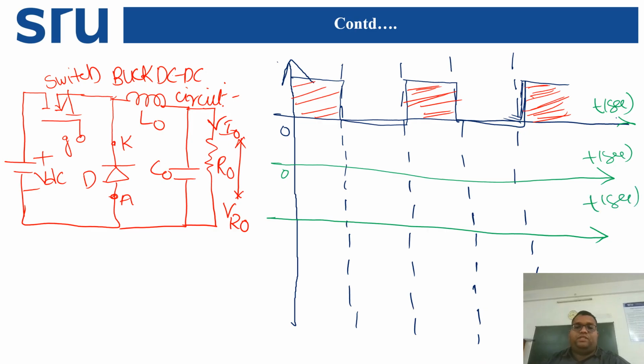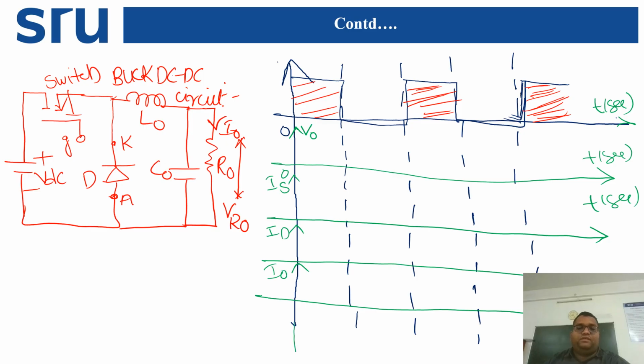And there is also another waveform we have to take. This is V naught. This is the source current IS, the diode current, the output voltage, and next one is the output current.